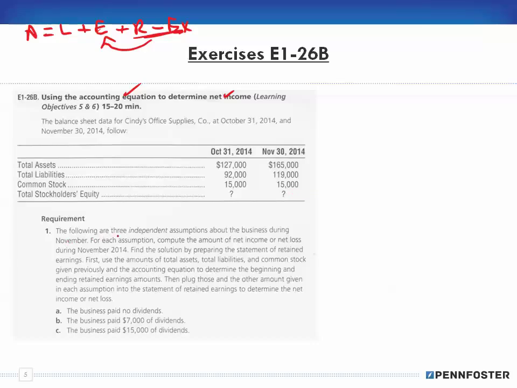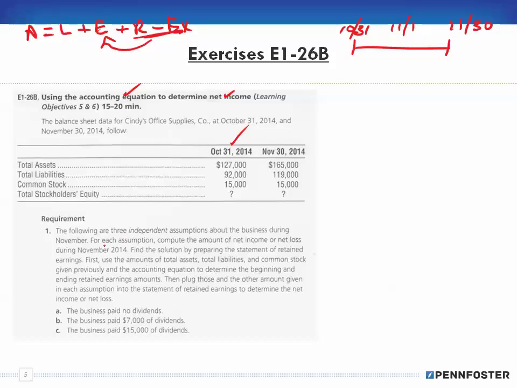The requirements. The following are 3 independent assumptions about the business during November. Okay, so if we have a timeline, and this is 10/31, 10/31 is the end of an accounting period. So the ending balances on 10/31 become the beginning balances on 11/1 for the next accounting period, which ends on November 30th. Right?